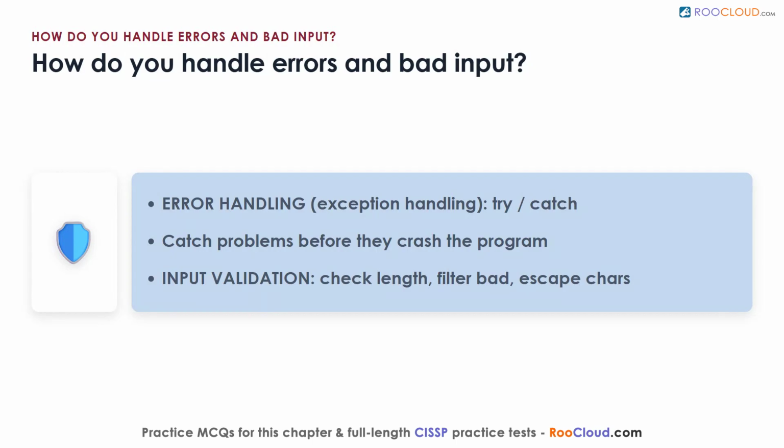How do you handle errors and bad input gracefully? You start with error handling, sometimes called exception handling. That is code written to anticipate problems and deal with them before they crash the program. Many languages offer a try-catch structure. You place risky code in the try branch and recovery code in the catch branch, so an error is caught instead of fatal. Then you guard the front door with input validation. You check user input for length, filter out known bad patterns, and neutralize dangerous characters. Picture a bouncer who inspects every guest before the door, rather than chasing troublemakers once they are already inside.